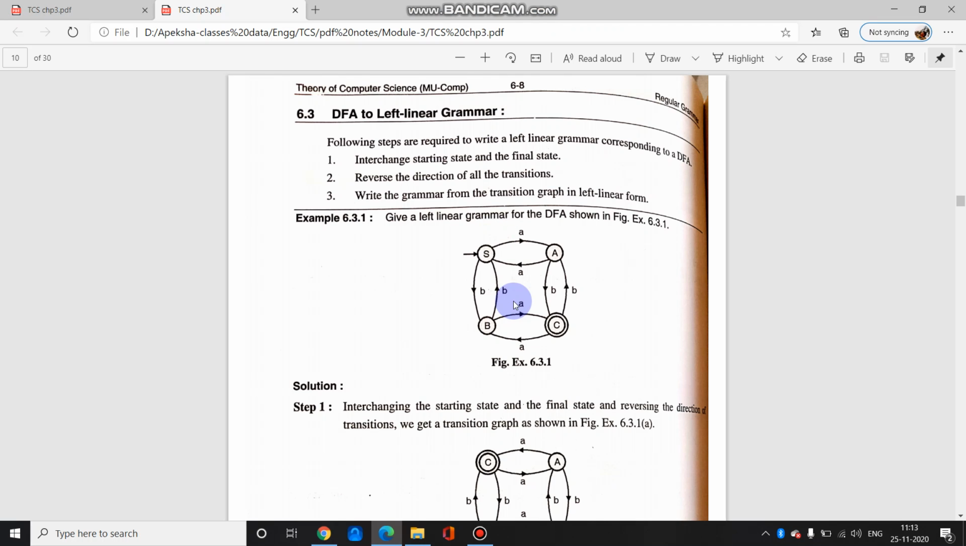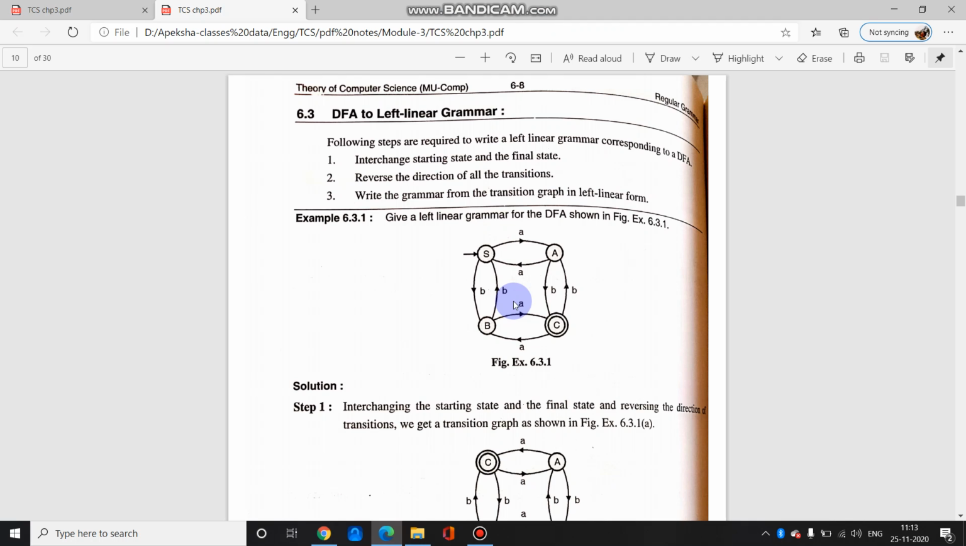Hello all. Today we are starting with a new topic, DFA to left linear grammar. Now, in the last lecture we have seen what is regular grammar, what is the difference between left linear and right linear grammar, and how to convert a grammar into an FA or how to convert an FA into a grammar.